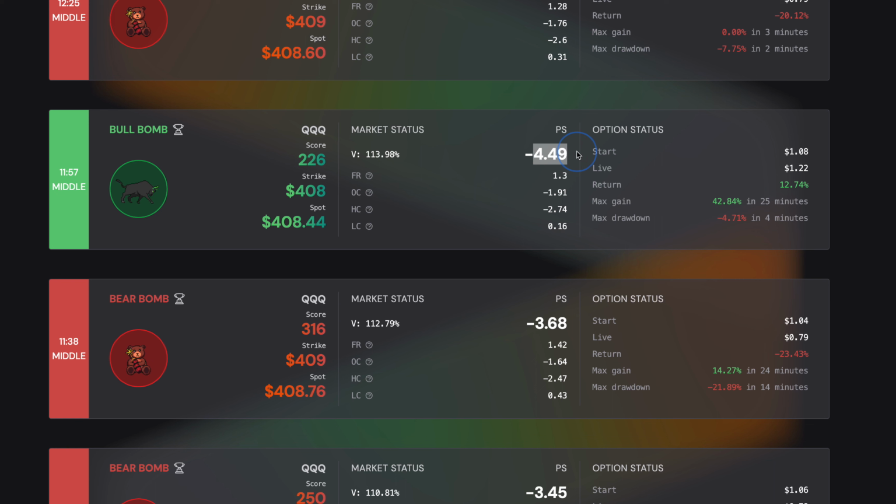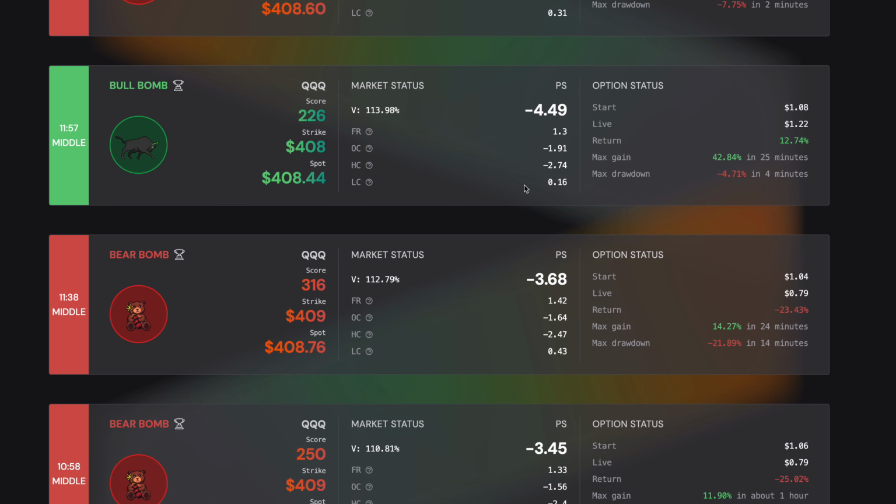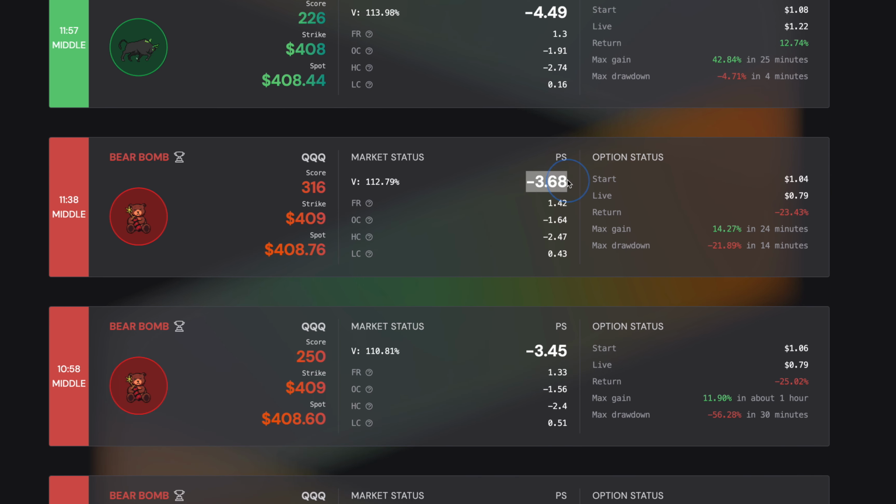But let's look at this bull bomb. That's a minus 4.49. So when you see a negative PS value for a bull, which means buying calls, you're betting on the market going back up, reversing. And PS tells you that we're already down. Whereas here, a negative PS score for a bear tells you the market's down and you are betting on the market going down further.